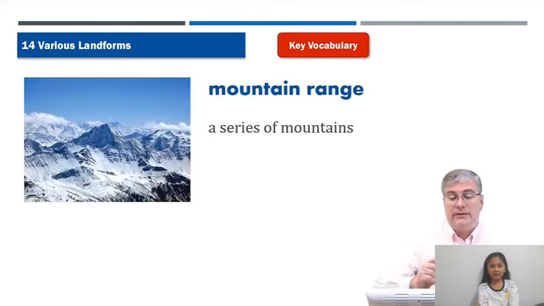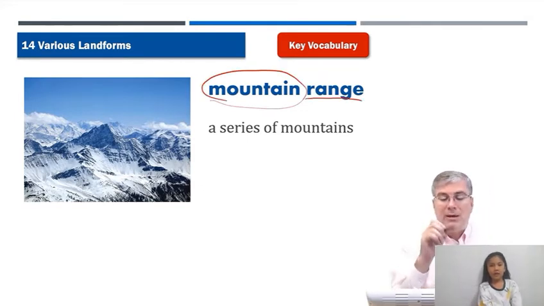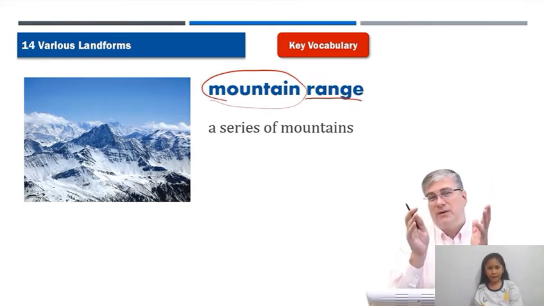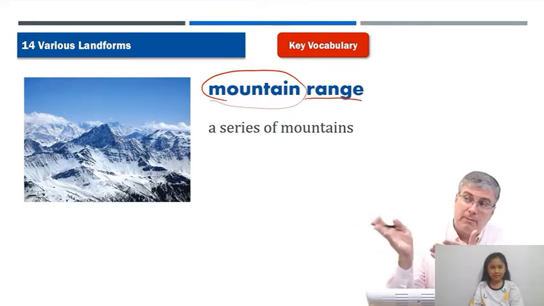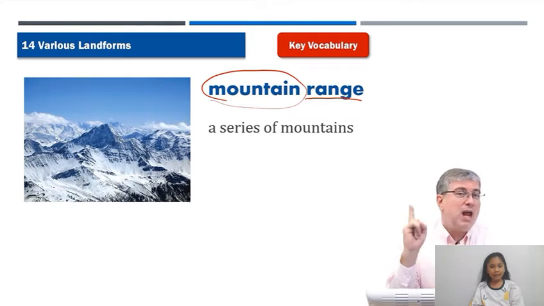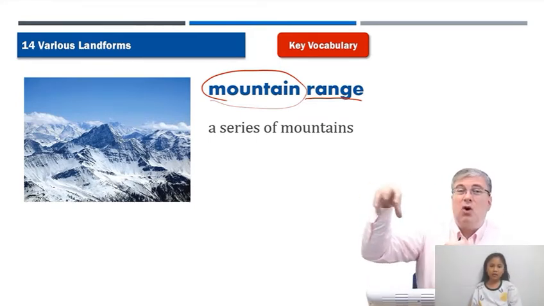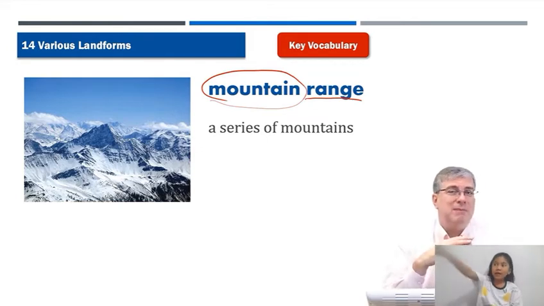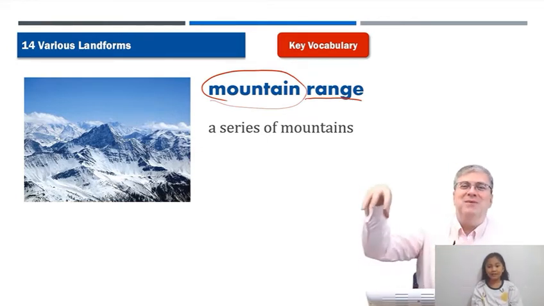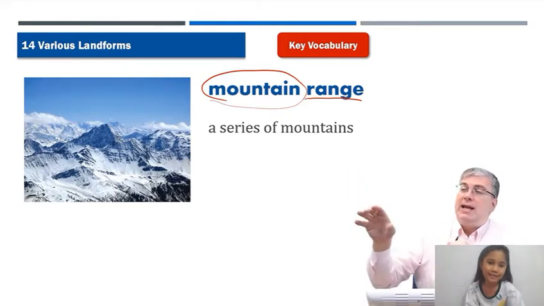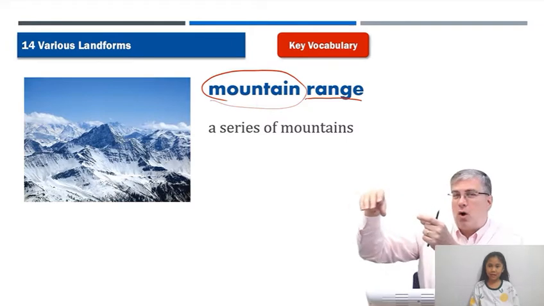The next word we will talk about is mountains. Now, mountains. Also, let's add another word to mountains: mountain range. What's the difference between a mountain and a mountain range? Well, if you look at the mountain over here, it might just be one mountain. Look at the mountain, there's just one lonely mountain, right? Just one mountain sitting out there.